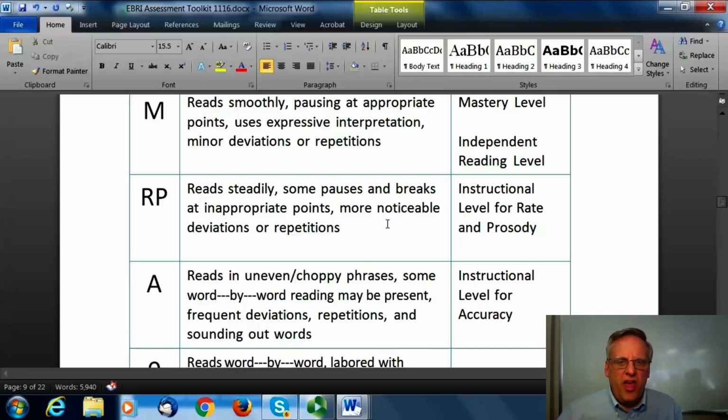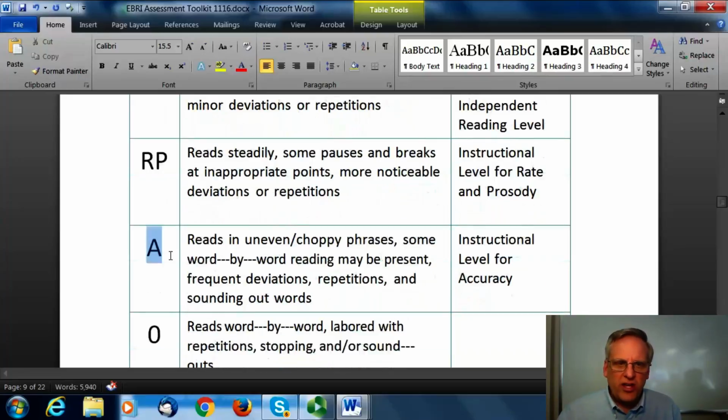And then finally, the A is where we see accuracy breaking down, where they're having trouble reading these individual words. Sometimes we do have word-by-word reading, still some phrases, but these phrases are uneven, they're choppy. But now we've got frequently where we're repeating words or missing words or saying another word instead of the ones there, and we're hearing that sounding out. And what our goal is on this assessment is to try to find the highest level that our reader is there at, at that A level, at that accuracy level.